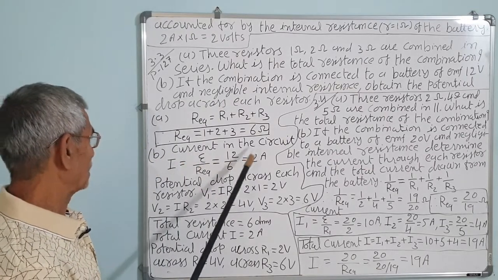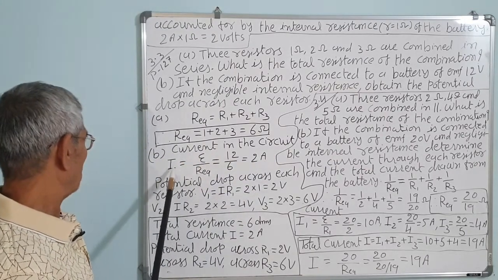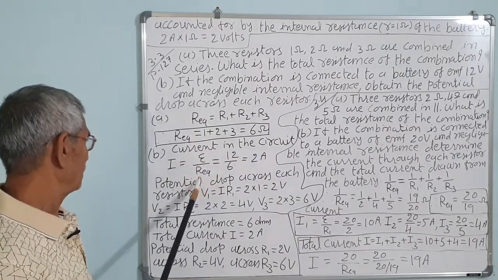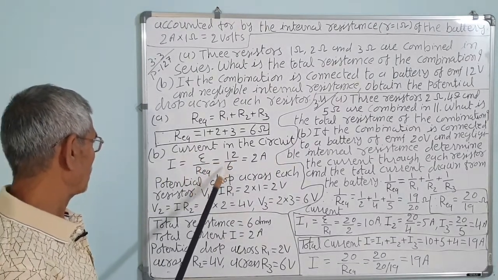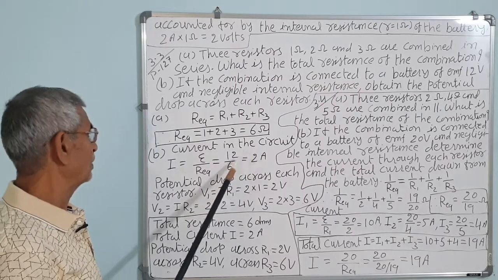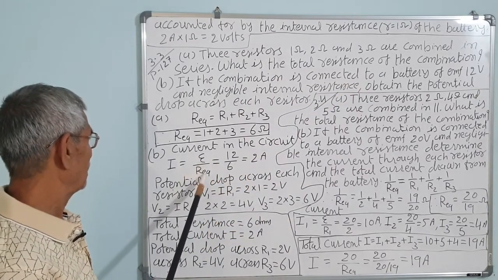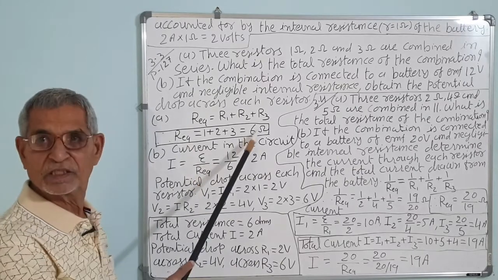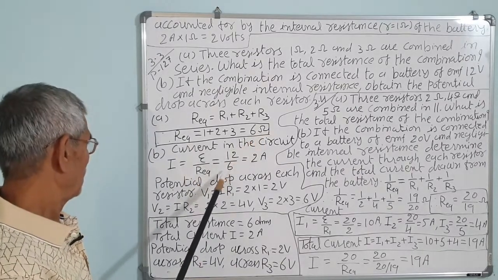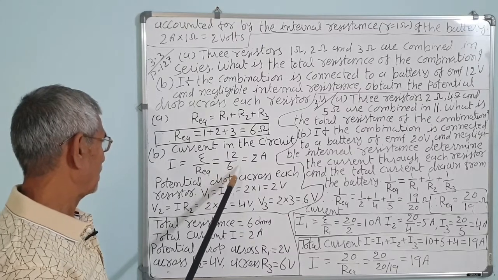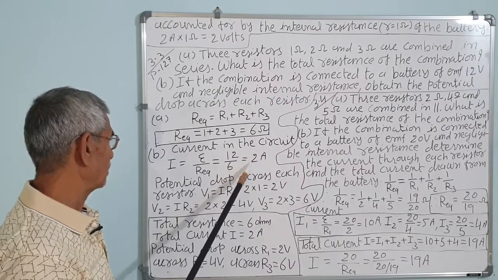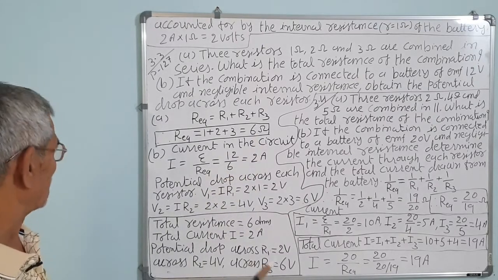Next, the current in the circuit I is equal to EMF upon equivalent resistance, that is 12 volt upon 6. Internal resistance is negligible, so we do not consider it. So, 12 upon 6, with small r equal to 0, that is equal to 2 ampere. So, current in the circuit is 2 ampere.